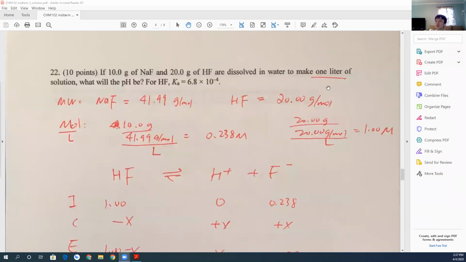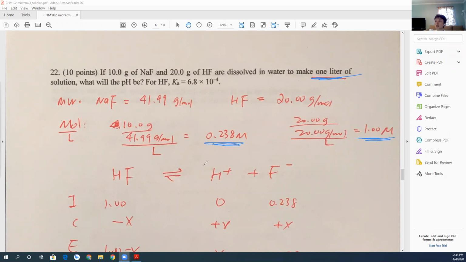Number 22 is very simple. It's a buffer solution, and we have the mass of each component. So we have to convert the mass into molar concentration. The volume is given, it's 1 liter. So first convert the grams into number of moles using the molar mass, and then divide by the volume, and you get the molar concentration.